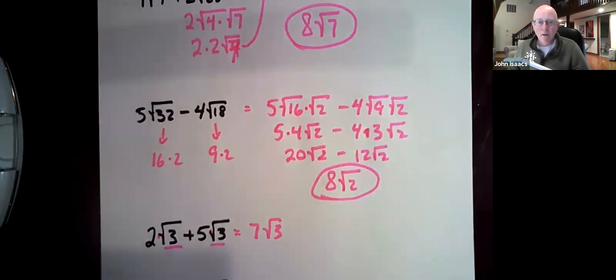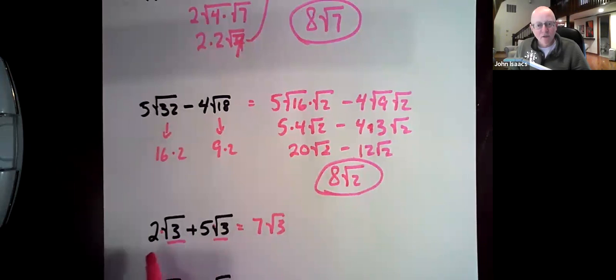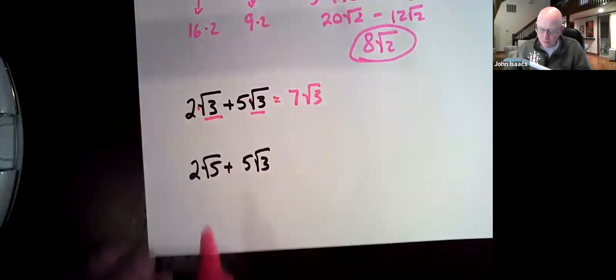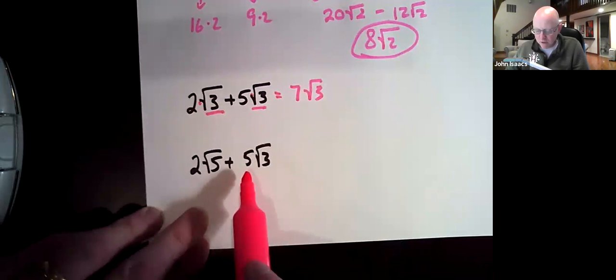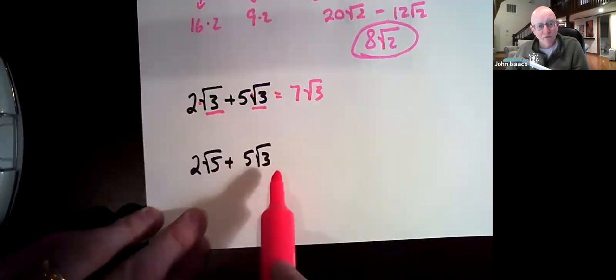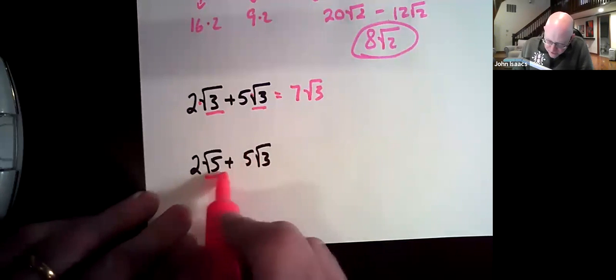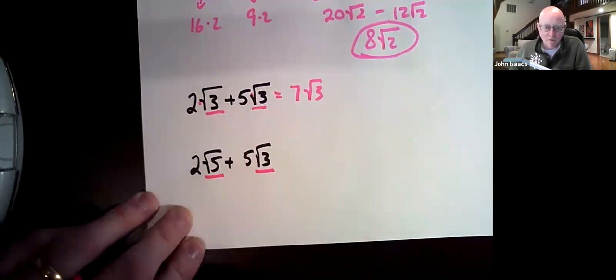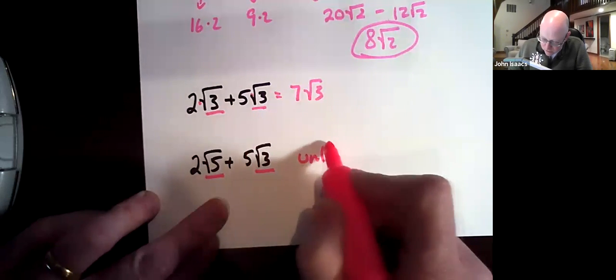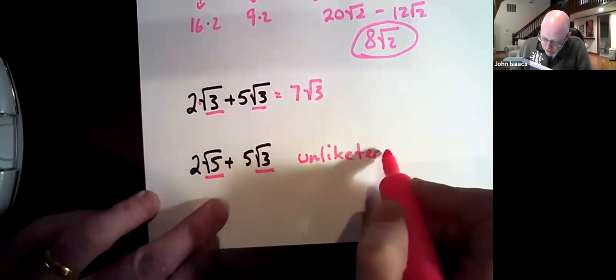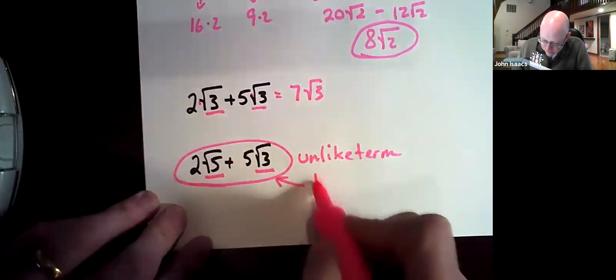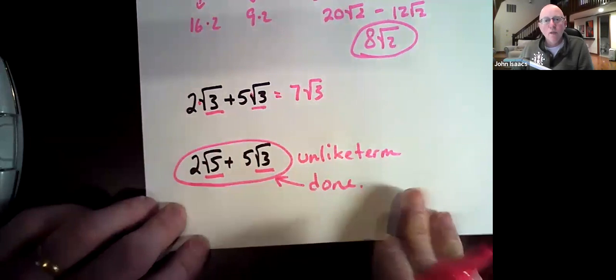Okay. That brings us down to the first example we did. The 2 root 3 plus 5 root 3 is 7 root 3. And then here's another example. 2 root 5 plus 5 root 3. Well, there isn't anything we can do with root 5. We can't simplify that. And there isn't anything we can do with root 3. So we have unlike terms, which means this is as good as it gets. That's done. Okay? We'll have a little more in the next video.